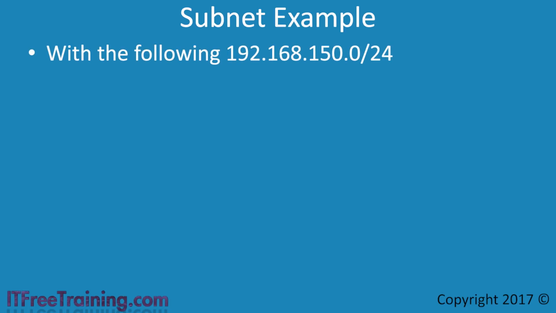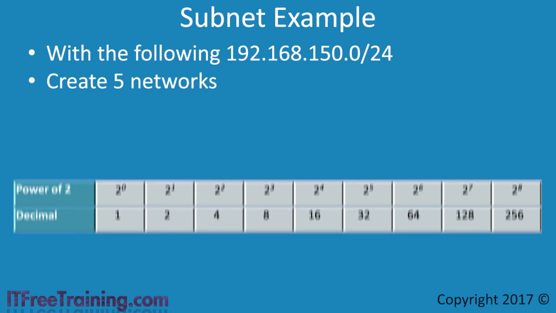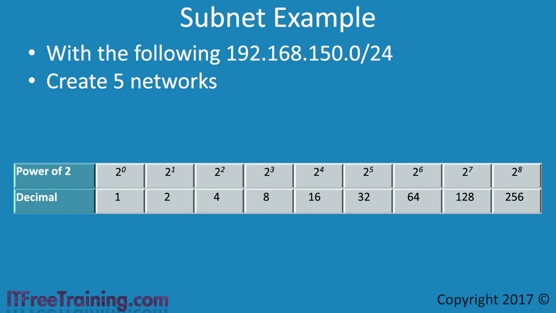Given this address, the administrator has been asked to break it up into 5 different networks. To do this, I will look at my power of 2 table. The next step is to work out how many bits are required to provide 5 networks. Looking at the power of 2 table, this would be 2 to the power of 3. This gives 8 networks in total.